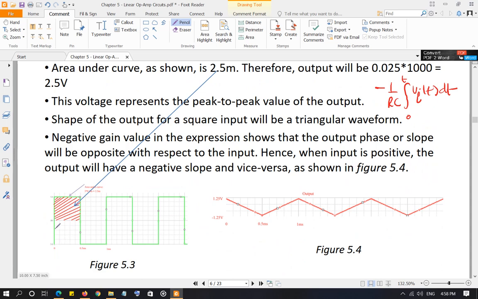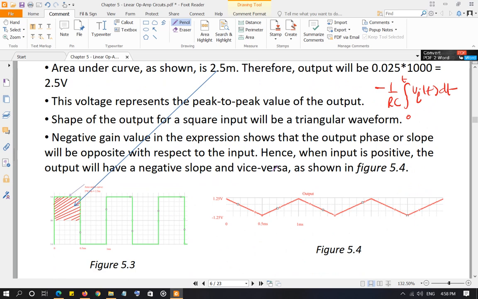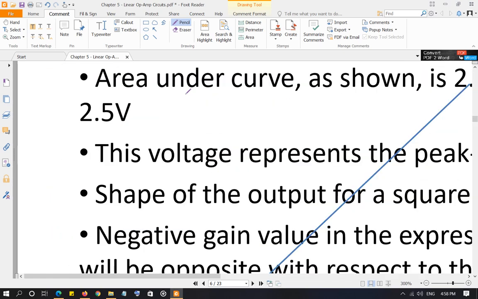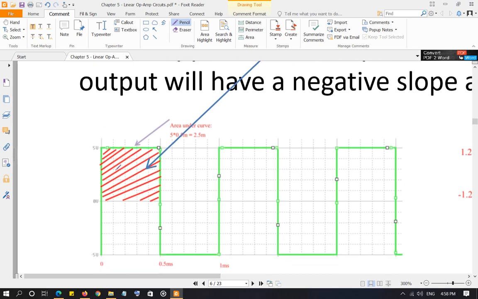So at steady state, this is your input, a square wave. It is going between 0 and, let's say, okay, it's not given, let me try to read it. I think it is, let me expand this, it's hard for me to see. Okay, it's 5 volt. So it's going from 0 to 5 volt, and the time period of the input is 1 millisecond. So half a signal is 0.5 millisecond.